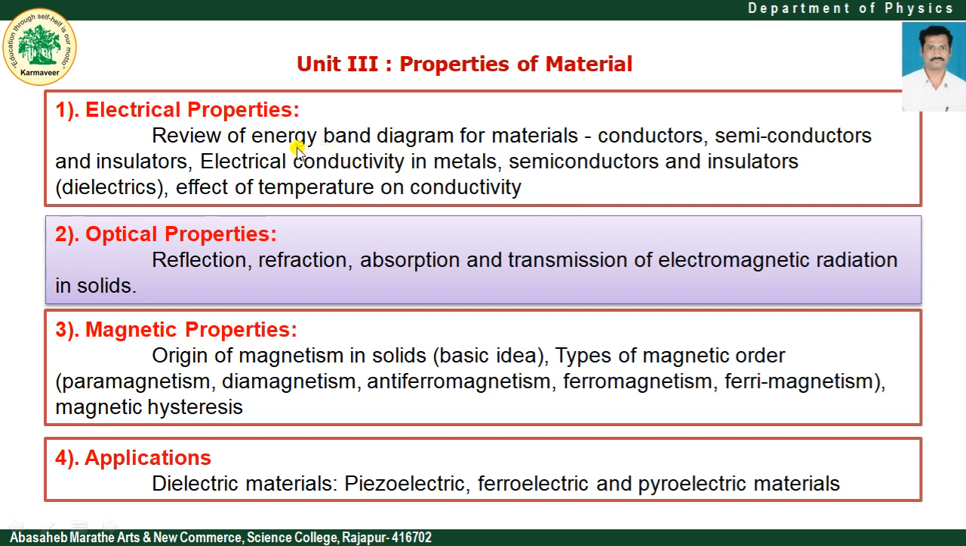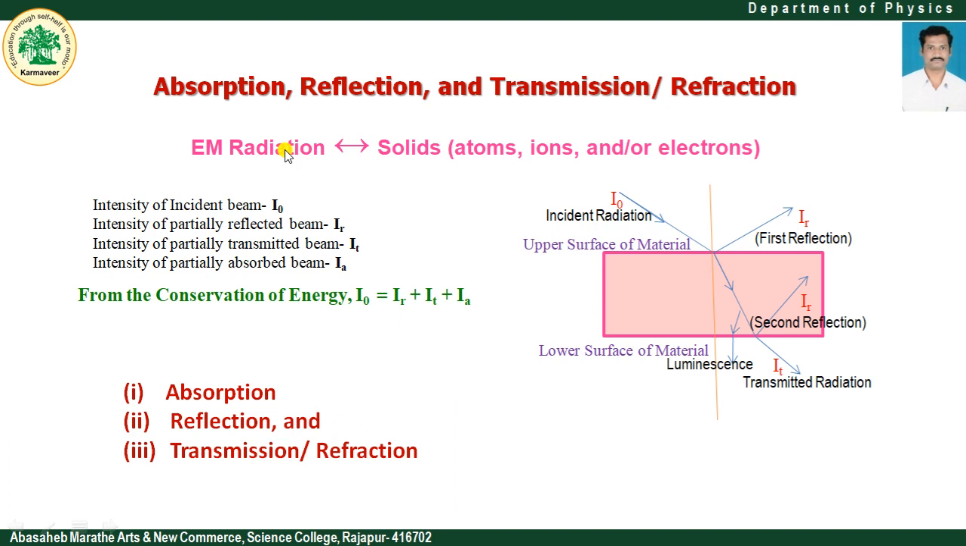So, in the last lecture, we have seen the introduction about the optical properties. We had started the unit third, that is the properties of material of paper third of B.Sc semester third. In that we have started the optical property chapter. We have introduced the chapter. Now today we are going to study some new things about the chapter. So let us start with absorption, reflection and transmission, that is refraction.